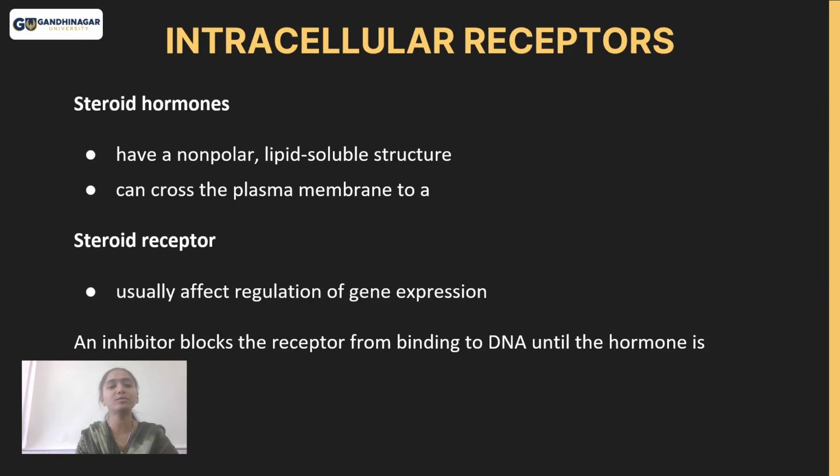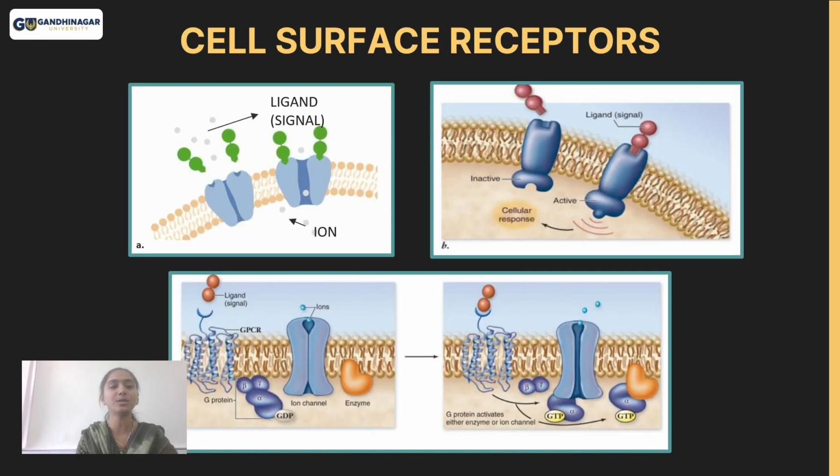Intracellular receptors involve steroid hormones and steroid receptors. Steroid hormones have non-polar, lipid-soluble structures, meaning they are hydrophobic in nature and can cross the plasma membrane. Steroid receptors bind the steroid moiety, which basically affects regulation of gene expression. An inhibitor blocks the receptor from binding to DNA until the hormone is present.